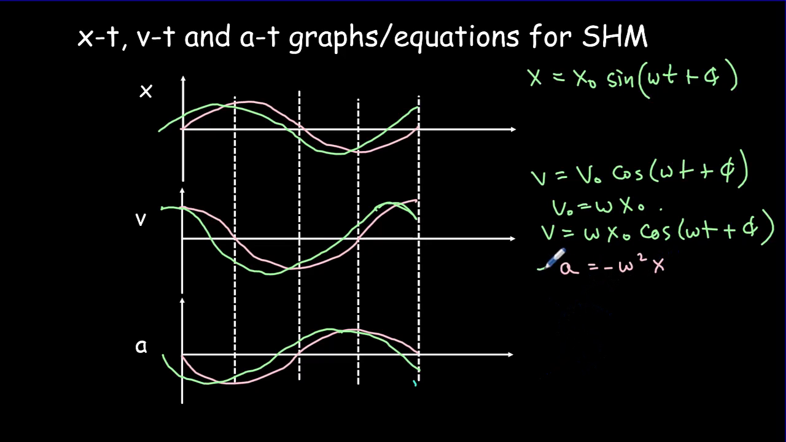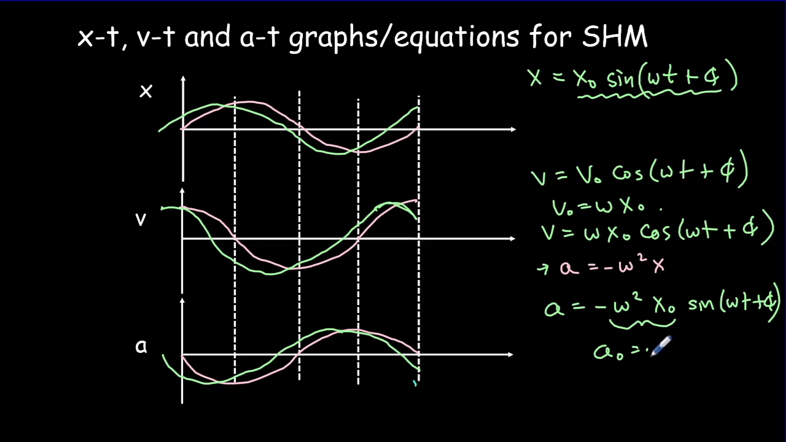So now if we just plug into this, a must equal negative omega squared times x. Here is x, x0 sine omega t plus phi. And this is interesting as well, because this coefficient out front, the omega squared x naught, has to be the maximum value of the acceleration. That is, a0 must equal omega squared times the amplitude.